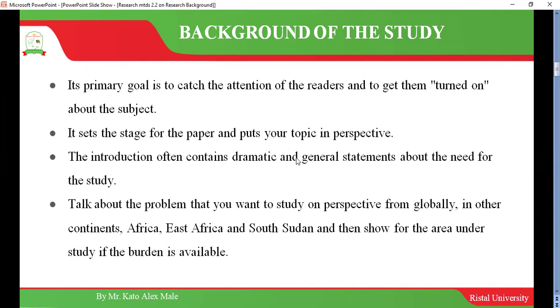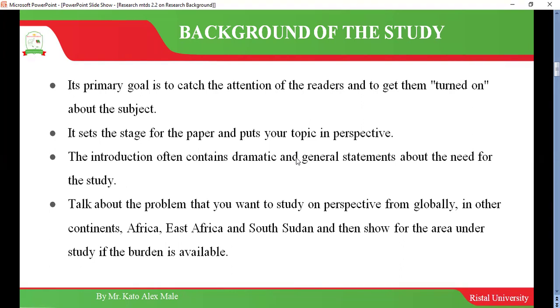Someone has seen what you are going to discuss in the entire paper right from your background. The introduction often contains dramatic statements about the need for the study, just a little about why this study must be conducted. So in the background, you must talk about the problem that you want to study from a global perspective: how it happens in other continents, how it happens at African level, how it happens at East African level, and how it happens in your respective countries.